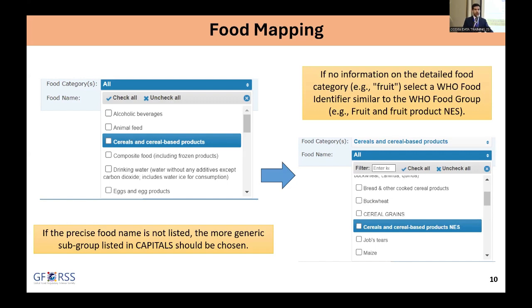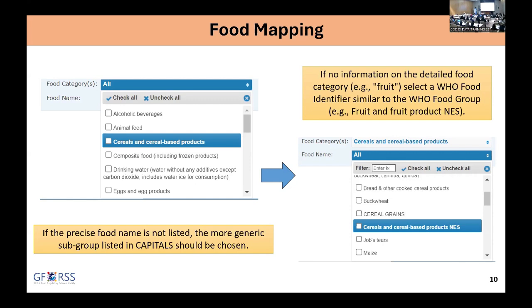So when you connect to this GEMS food database, what we will be doing this afternoon, you will see that, for example, in the broad group, I can select alcoholic beverages, animal feed, cereal and cereal-based products, composite food, drinking water, eggs and egg product. That's the general first layer classification. Then when I select one of the classifications, I will have another list. For example, if I select the cereals and cereal-based products, then I will have to select, is it bread and other cooked cereal products, buckwheat, maize, etc. So I'm giving more specifications.